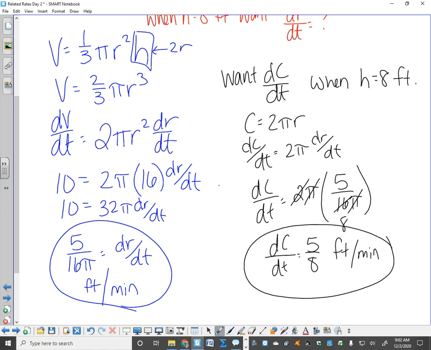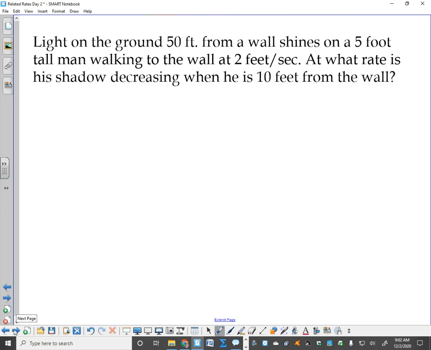Beautiful. The shadow problem. All right, so I think the next two are shadow problems. Light on the ground 50 feet from the wall shines on a 5-foot tall man walking to the wall at 2 feet per second. At what rate is his shadow decreasing when he is 10 feet from the wall? Oh, that's just awesome. Okay, let's do that again.